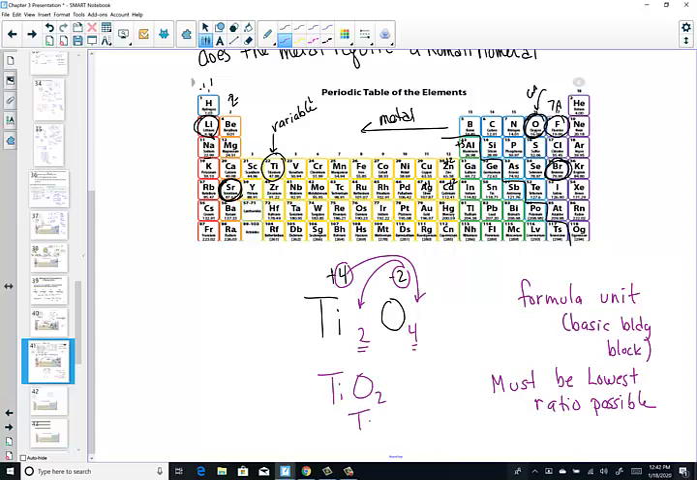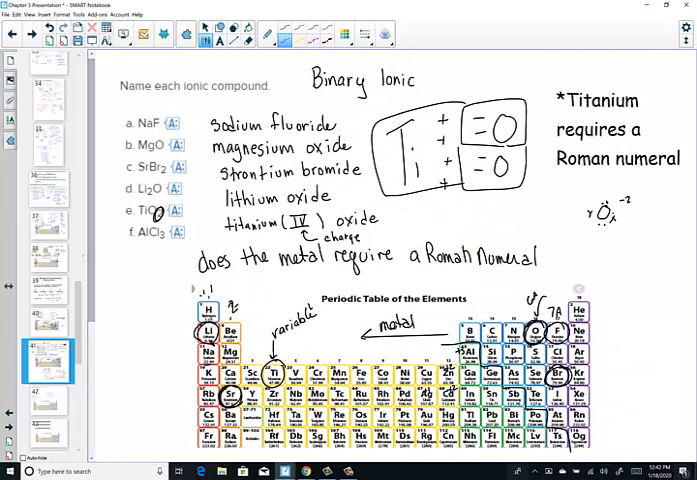It's still named titanium 4 oxide because that titanium's magnitude of charge is +4. Okay, that was a good one. TiO2, properly named titanium Roman numeral 4 oxide.